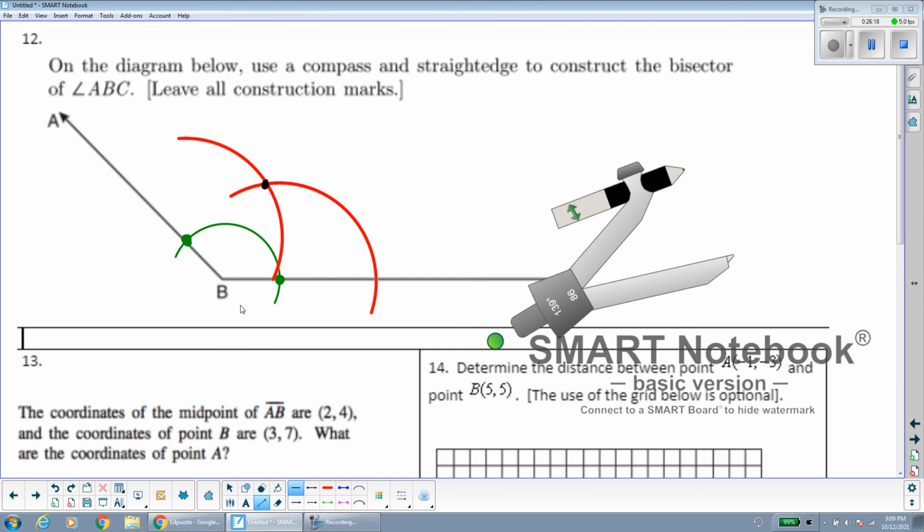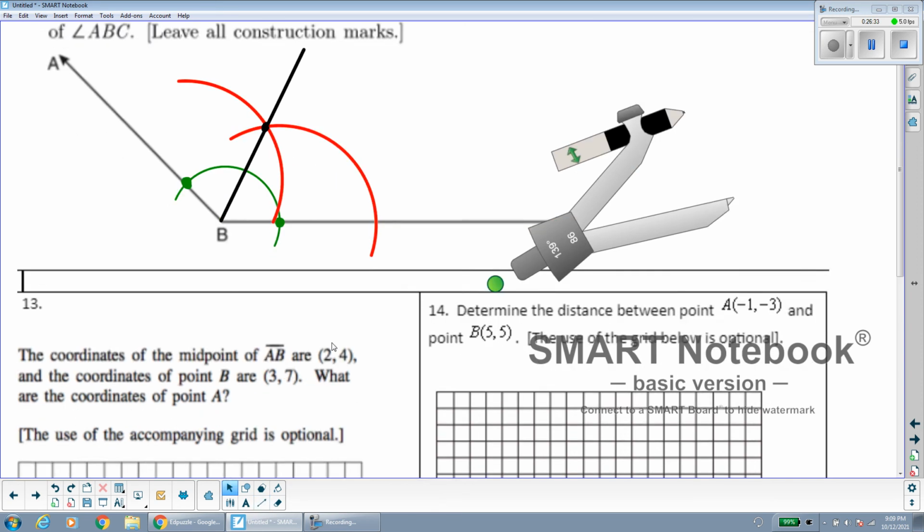Let me get my straight edge out. From the vertex right through the intersection of those arcs is where we draw that bisector. And that bisector should be splitting the angle into two equal or congruent parts. Let's move it along here.